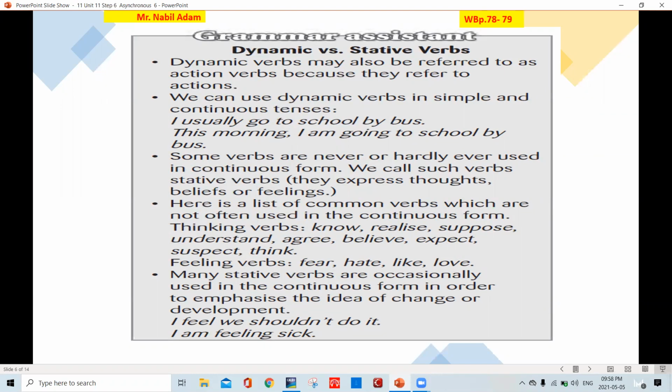I feel we shouldn't do it. I am feeling sick. Here it expresses the continuity of the thing happening.